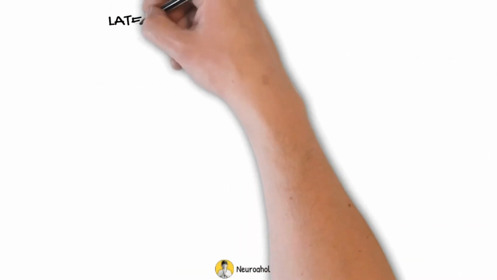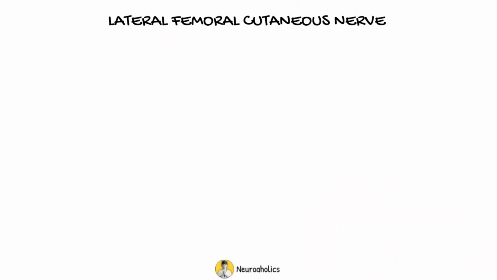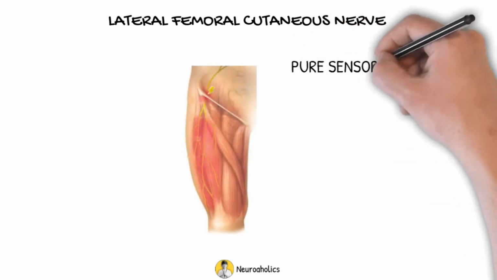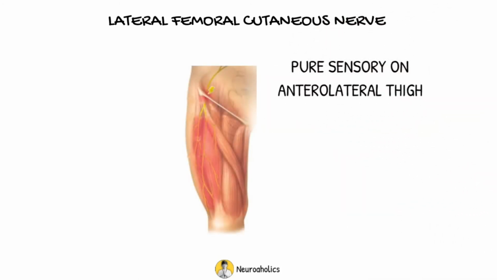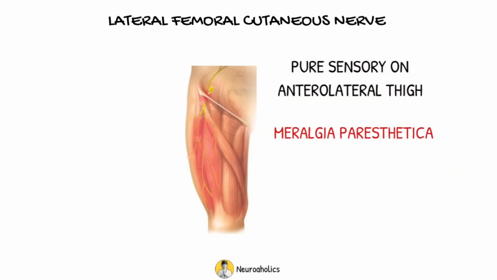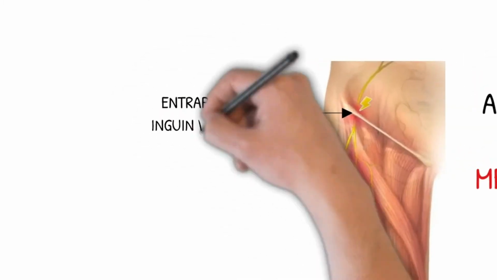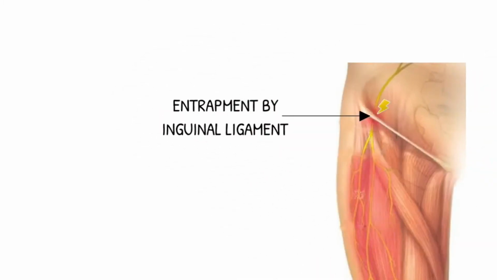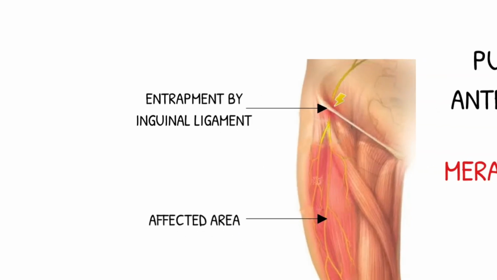The last in the options is the lateral femoral cutaneous nerve. It is derived from L2 and L3, and only has sensory function over the lateral and anterior thigh. Injury of this nerve, also called meralgia paresthetica, is caused by the entrapment of the nerve under the inguinal ligament. Risk factors include tight clothing, obesity, pregnancy, and pelvic procedures.